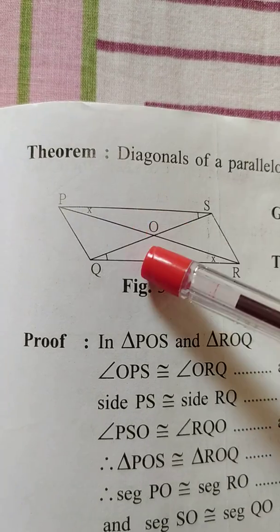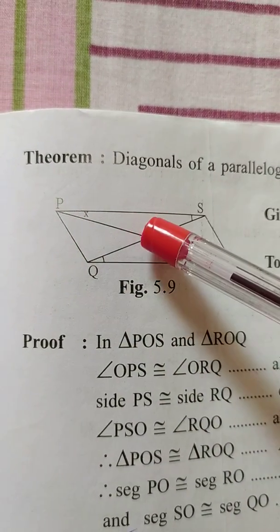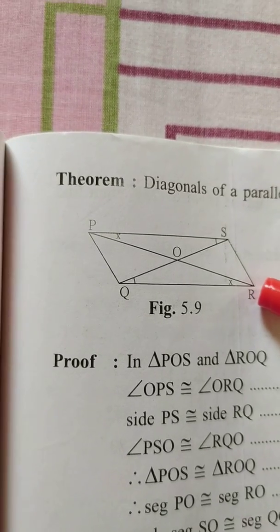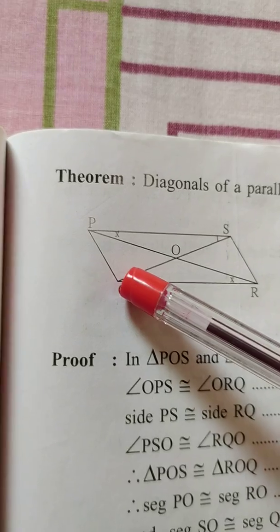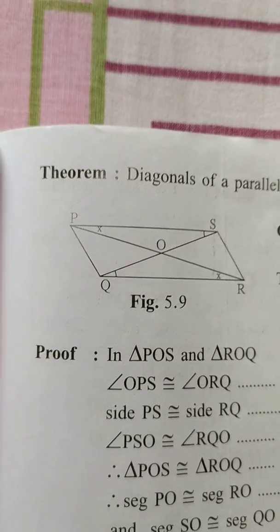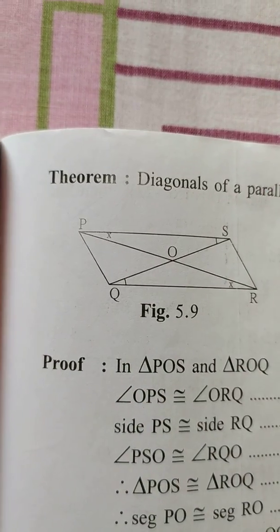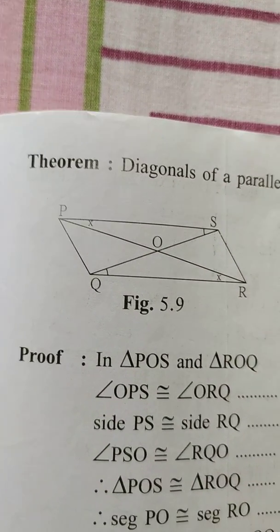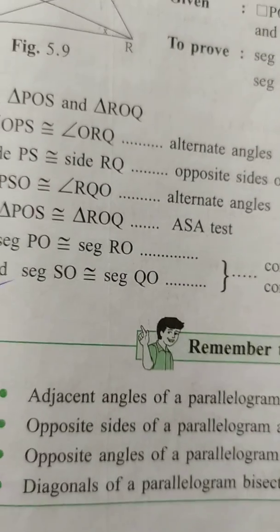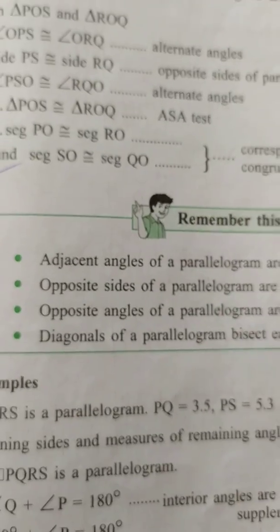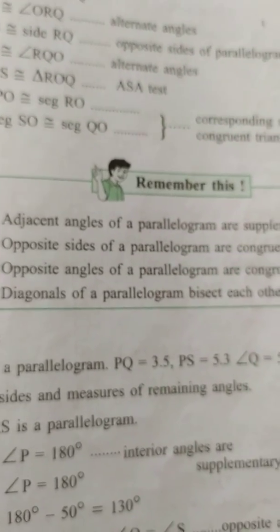Once you have proved that these two triangles are congruent, we know that side PO is congruent to side OR by CPCT. Similarly, segment SO is congruent to segment OQ. Same reason, corresponding sides of congruent triangles. And hence we prove that the diagonals bisect each other. Okay, this is how we prove it. So now children, you can go through the theorem and you will write it down in your classwork. We will go through this particular point in your textbook.